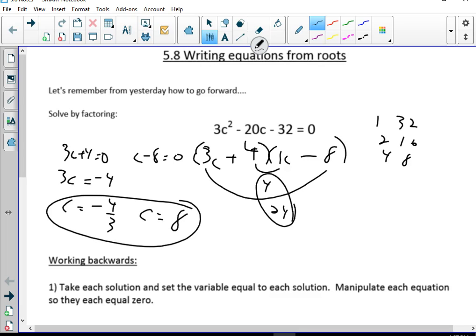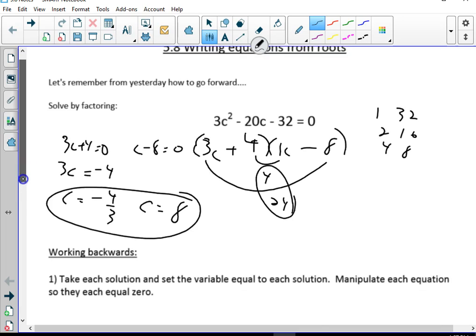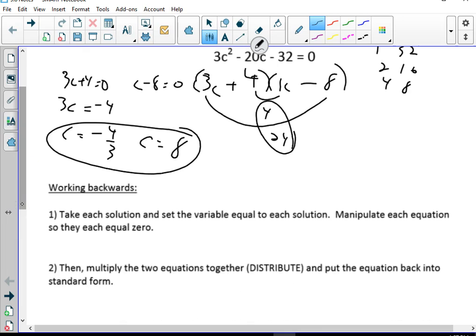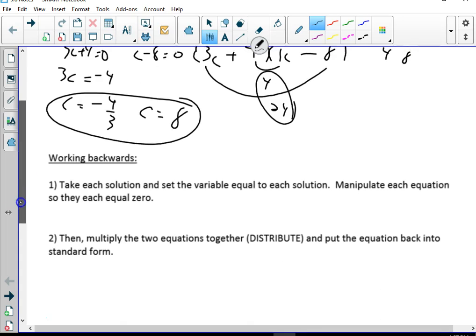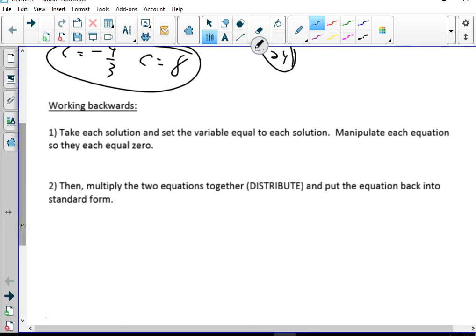Okay? Since it's factorable, I don't have to do the quadratic formula. I can do the quadratic formula if I want, but since it's factorable, I don't have to. We usually reserve the quadratic formula for things that don't factor. If it doesn't factor, then we're like, okay, we have no other choice, let's use the quadratic formula. But in this case, they do factor. Okay? Now, how do we work backwards?